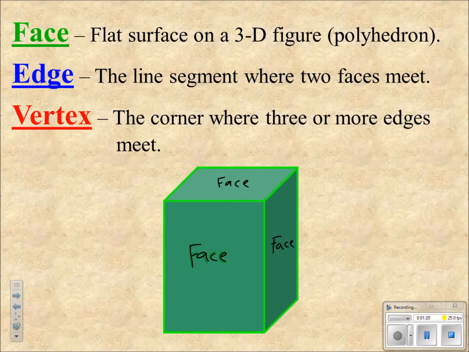Now, the next thing we're going to look at is the edge. Remember, that's the line segment where two faces meet. Well, I see a face on the front and a face on the right side, which creates a line here. That line is called an edge. So every line that makes up this three-dimensional figure, every line here is an edge.